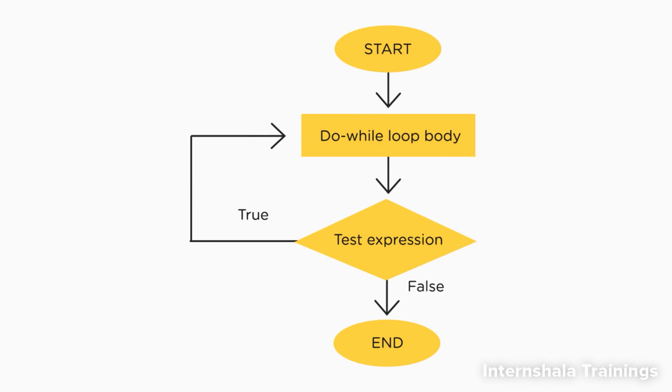This flowchart here explains the function of the do while loop. Try to understand it on your own. So that was all about the for, while and do while loops.